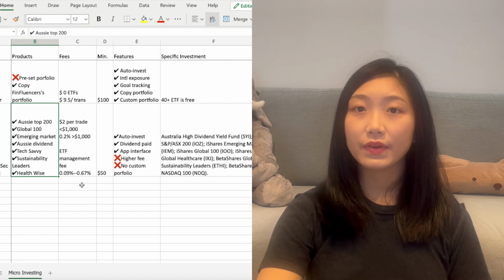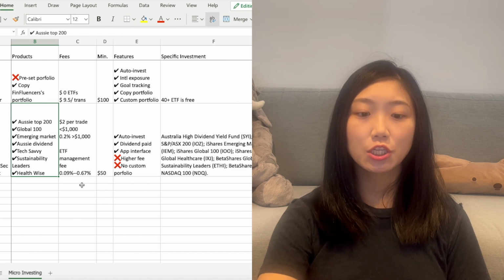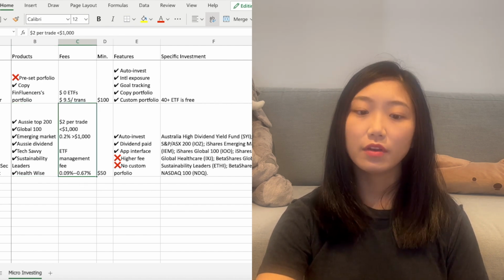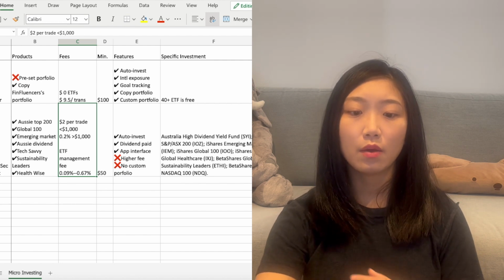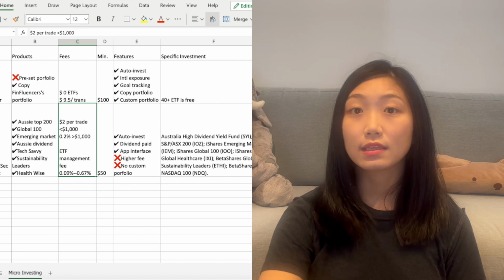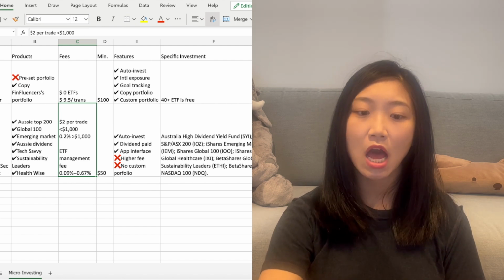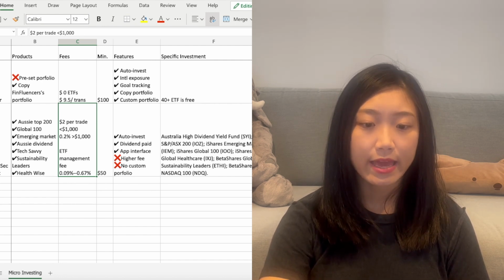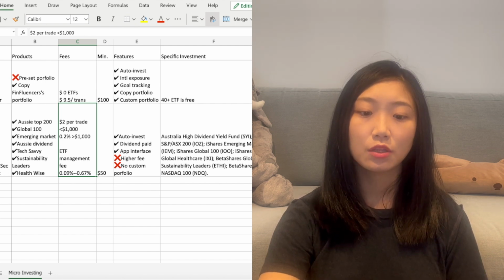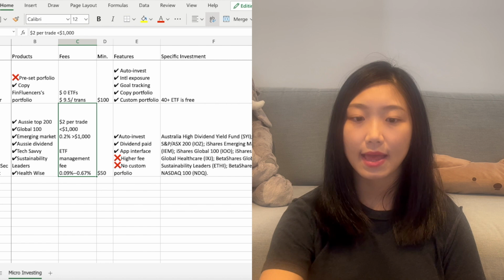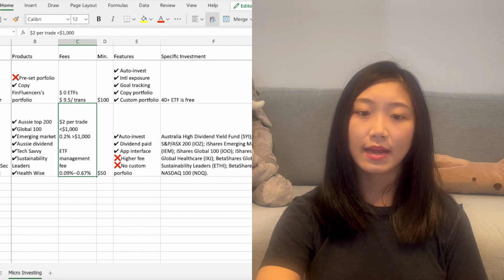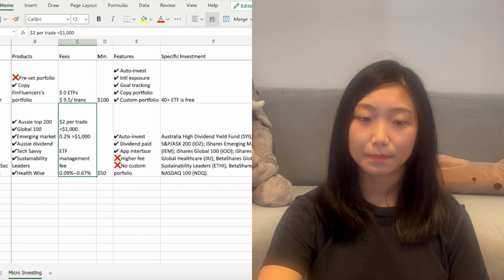In terms of the fees for CommSec, it charges $2 per trade for anything below $1,000. For anything above $1,000, it will be 0.2%. So the fee compared to the other ones is slightly higher in this regard. And it also charges an ETF management fee ranging between 0.09% to 0.67% per annum. The minimum investment is $50, slightly higher compared to Raiz and Spaceship.